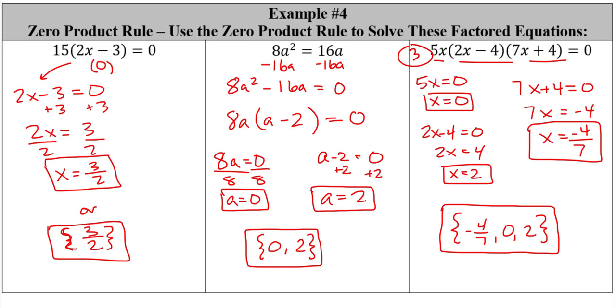All right, welcome back. So I got -4/7, 0, and 2. Hopefully that's what you got as well. Remember, do not let fractions fool you. These might be some of those answers.